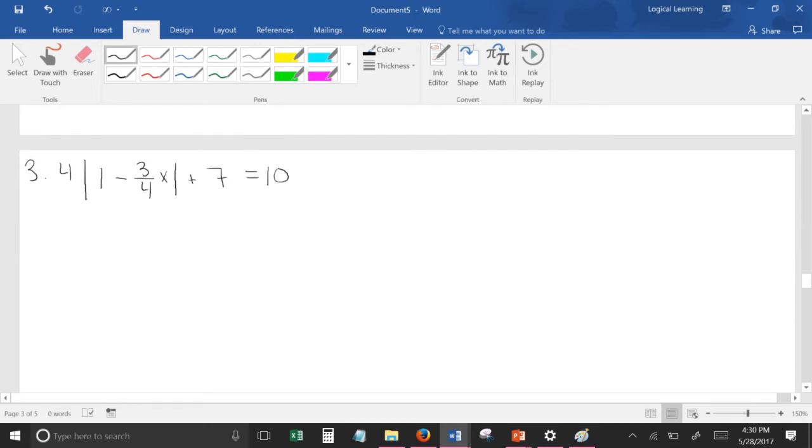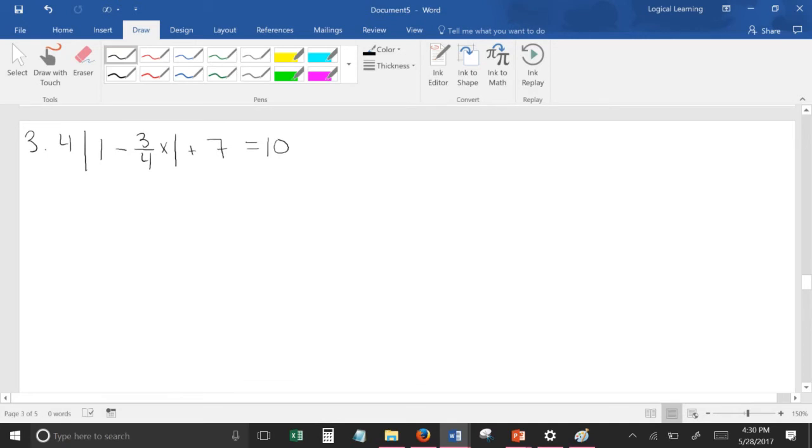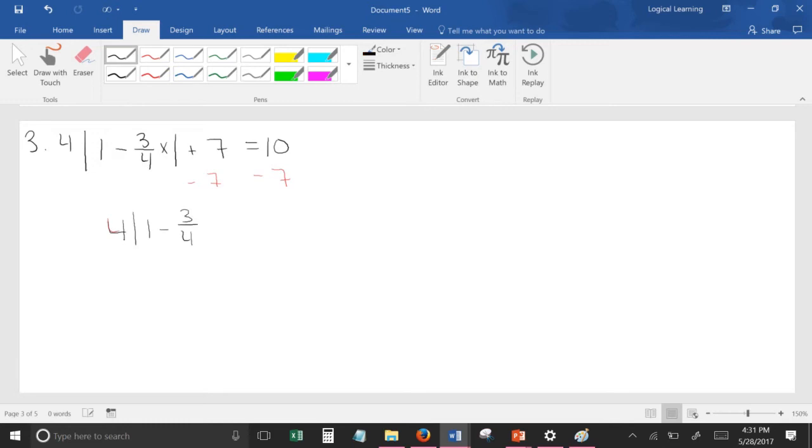Right, so this one is not necessarily more difficult, it's just a little bit more complicated. We're going to do the exact same process. We want to get the absolute value by itself. So we start by subtracting 7 from both sides, and we'll have 4 times the absolute value of 1 minus 3/4 x is equal to 3. Then we'll divide both sides by 4, and we'll have the absolute value of 1 minus 3/4 x is equal to 3/4.